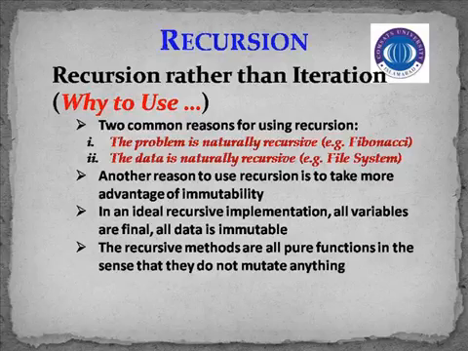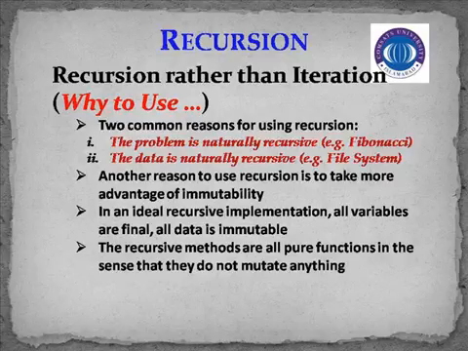Ladies and gentlemen, 2 common reasons or situations where recursion is imperative are: first, the problem is naturally recursive, for instance, the problem of Fibonacci series or the problem of Tower of Hanoi. Second, the data is naturally recursive, for example, the file system in our laptop.